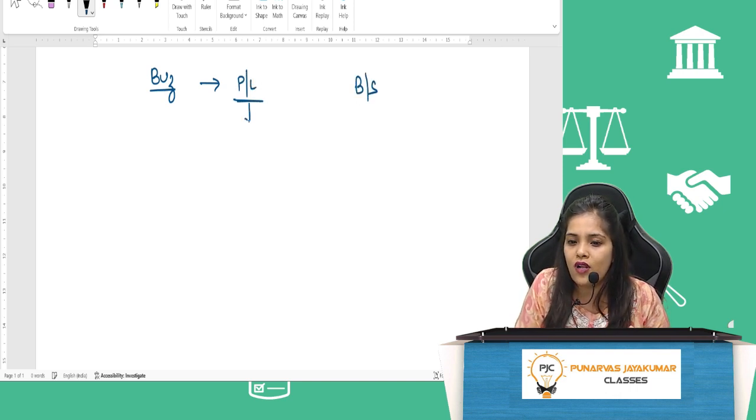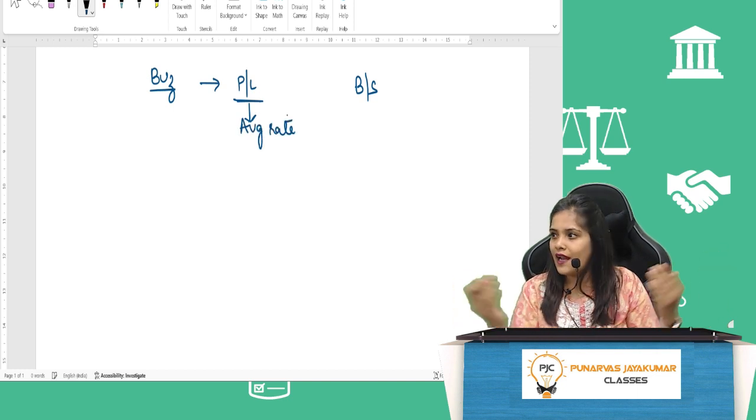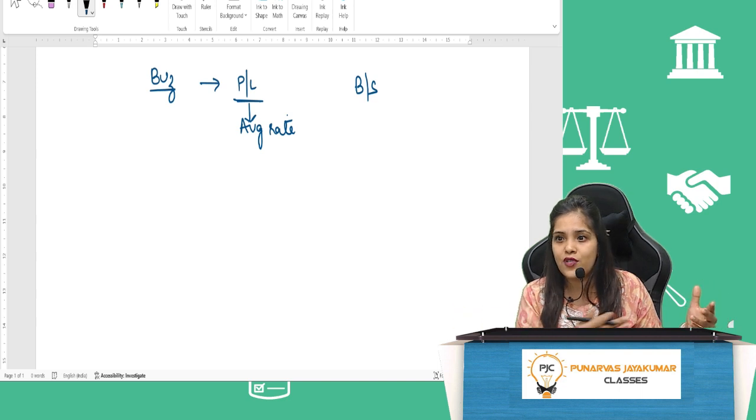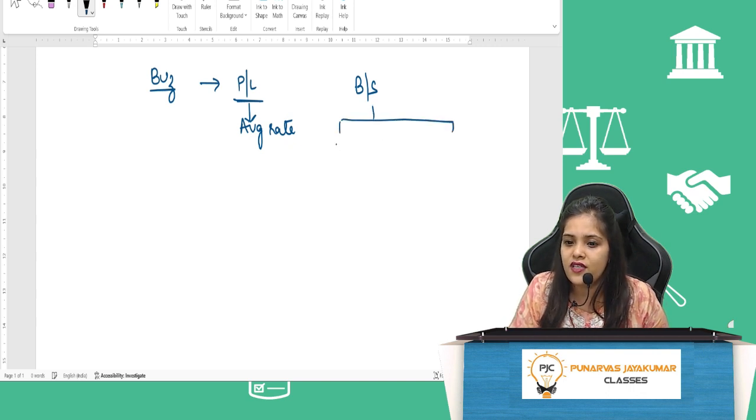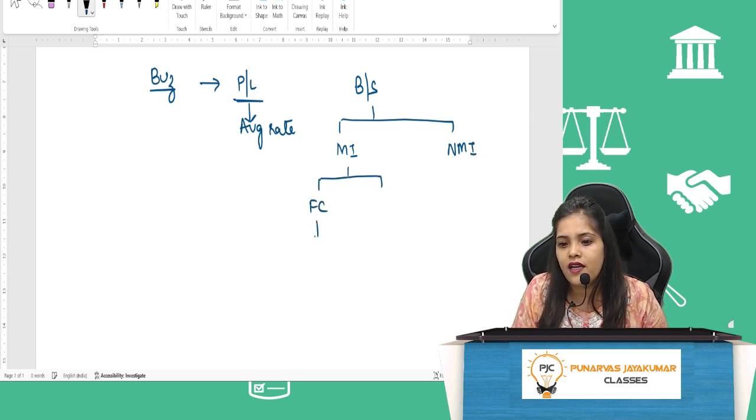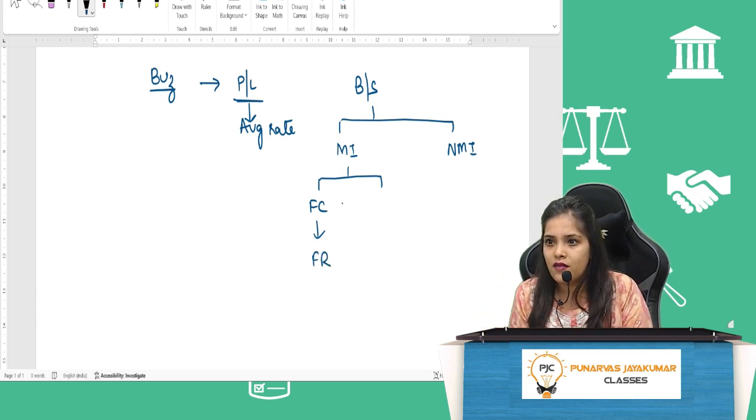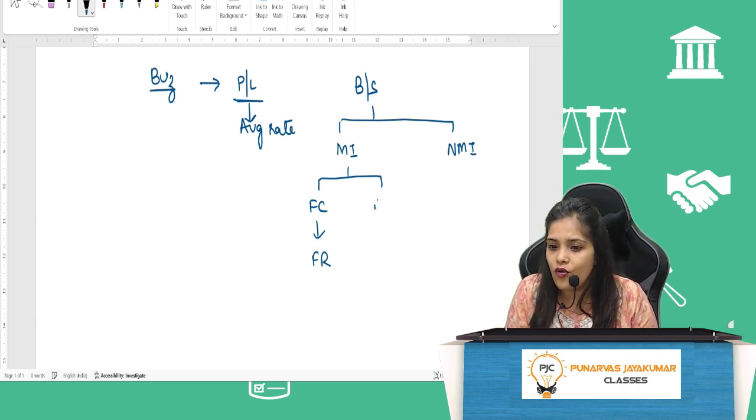All P&L items should always be converted at average rate. Why average? Because P&L items, incomes and expenses happen throughout the year. So average rate, opening rate plus closing rate divided by 2. For balance sheet, you should check if it is a monetary item or non-monetary item. Again, in a monetary item, if you have a forward contract, then record it at forward rate. Like you have a debtor monetary item, for that you have a forward contract, so record the debtor at the forward rate. If there is no forward contract, then you will record it at closing rate.